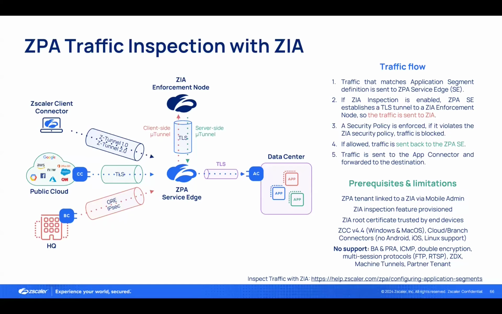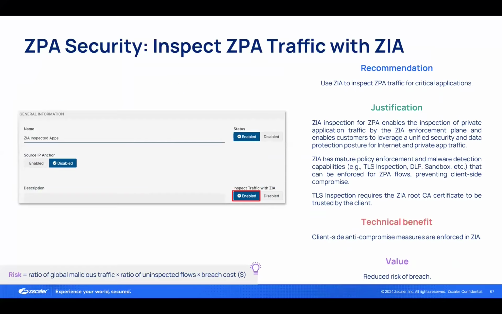A ZIA root certificate must be deployed to your devices, as is required for SSL inspection in ZIA. And there's also a minimum version of 4.4 for the client connector required. This does not support browser access or privileged remote access, ICMP, double encryption, multi-session protocols, ZDX, machine tunnels, or partner tenants. As such, it's recommended that you only leverage this inspection feature for business-critical applications.